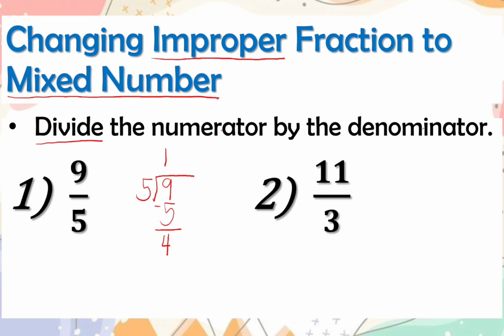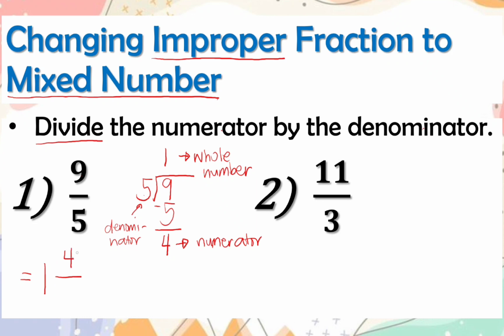So paano natin gagawing mixed number yung mga numbers na nakikita ninyo dito sa ating long division? So remember that our quotient o yung nakuha nating answer, yung number sa taas, that will become our whole number. Yung number sa baba, that will be our numerator. And then, our divisor will be our denominator. So, ibig sabihin, hindi magbabago ang ating denominator. So, ano ang mixed number ng 9 over 5? Our whole number is 1. Our numerator is 4. And our denominator is 5. So, the answer is 1 and 4 over 5 or 1 and 4 fifths.